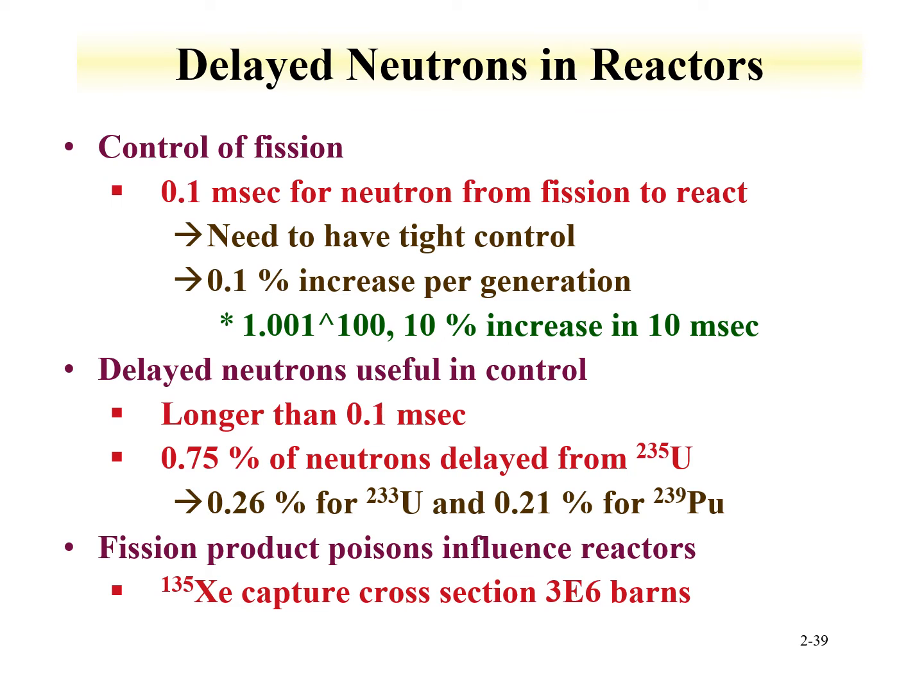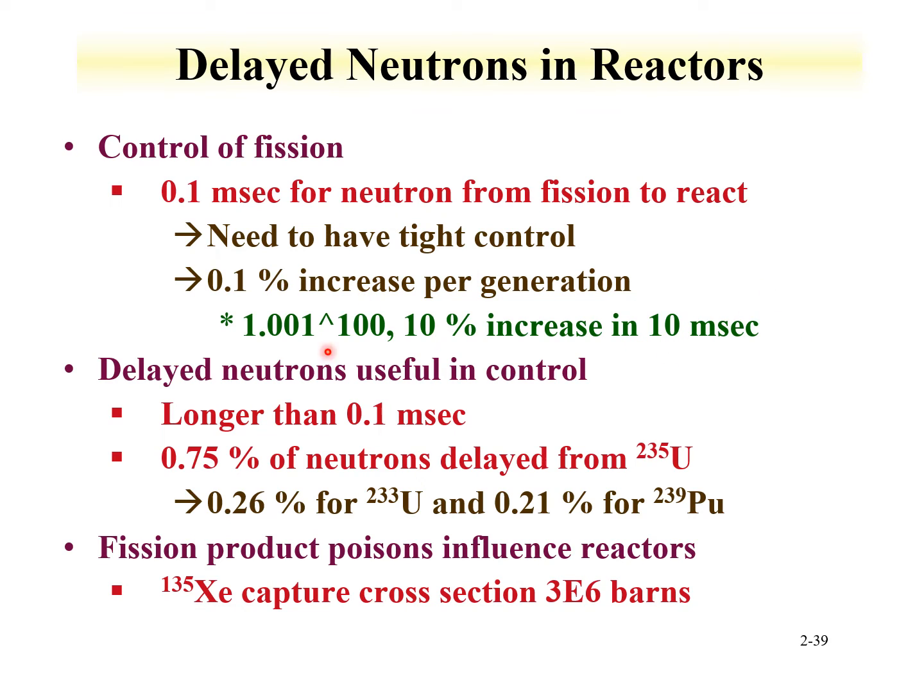The reason these delayed neutrons are important has to do with how fast the fission process is. About 1/10 of a millisecond is needed for a neutron from fission to react. So fission occurs, that neutron is born, that neutron then reacts with another isotope. One needs to have somewhat tight control on this, because even if you went for a tenth of a percent of an increase per generation, you would have a 10% increase in 10 milliseconds.